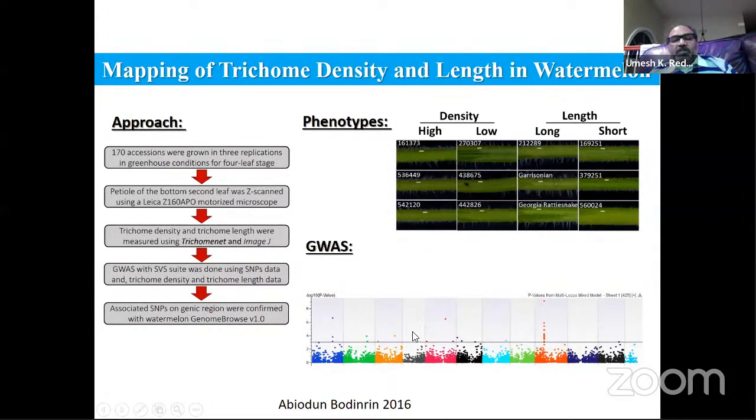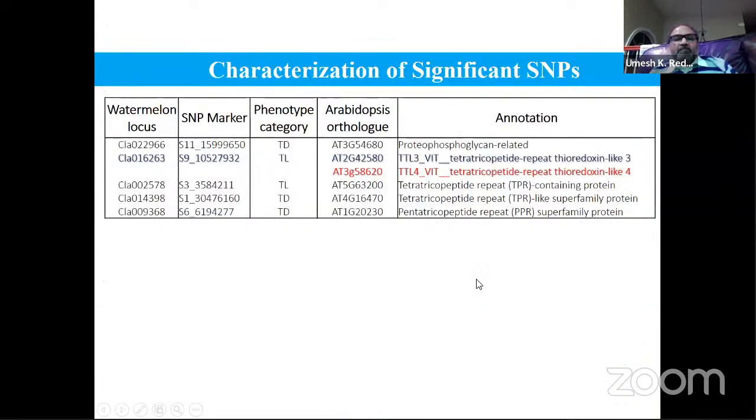So then we have found this, called the Manhattan plot. These are different chromosomes of watermelon. These dots are single nucleotide polymorphisms. So the association, in the sense, if any SNP is falling above this bar, that means it is associated with the trait of our interest, that is the trichome length or density. So here is a streak of SNPs. So this kind of strong signal can be identified. So we have identified some genes.